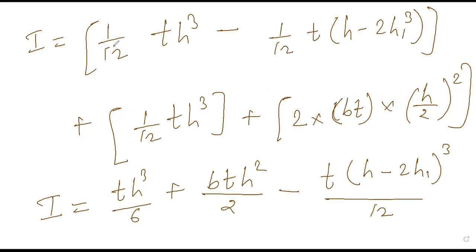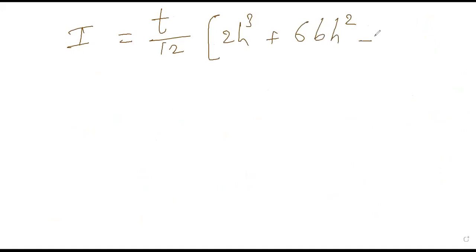Shall I proceed? Yes, sir. Right. So after simplification, I is equal to T by 12 into (2H cube plus 6 B H square minus (H minus 2H1) cube), bracket close. This is the value of moment of inertia I.